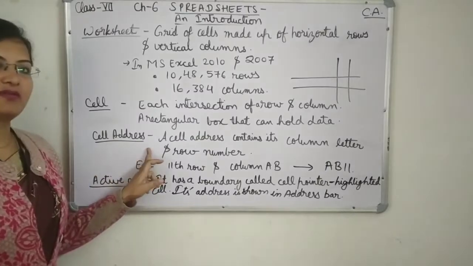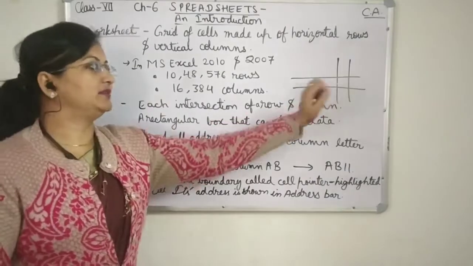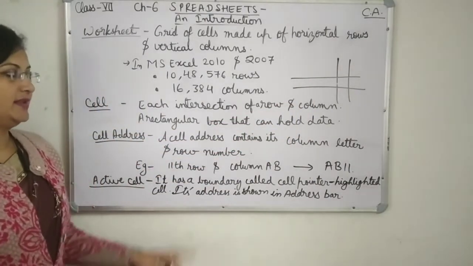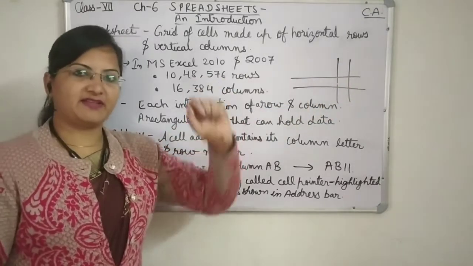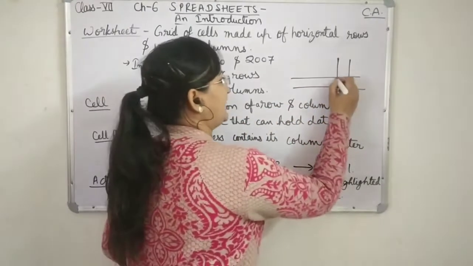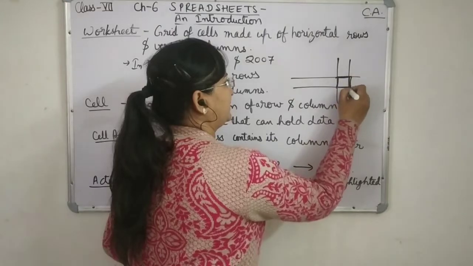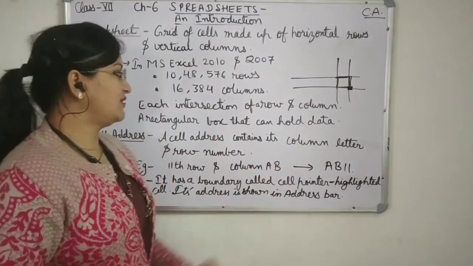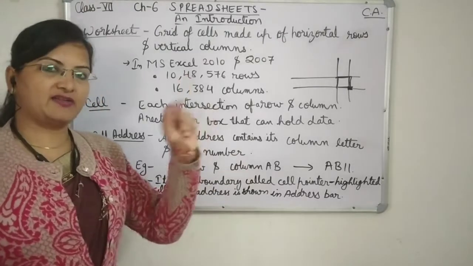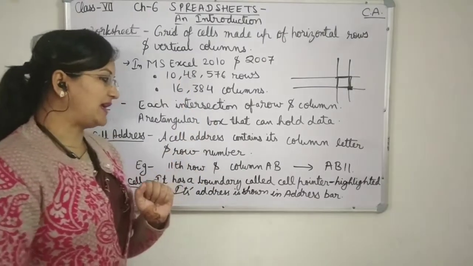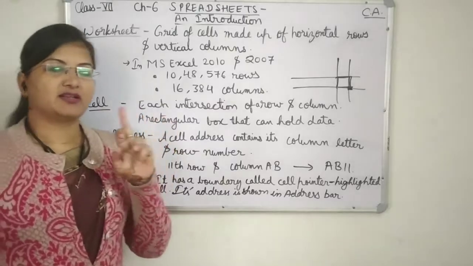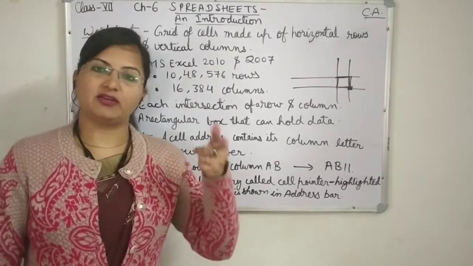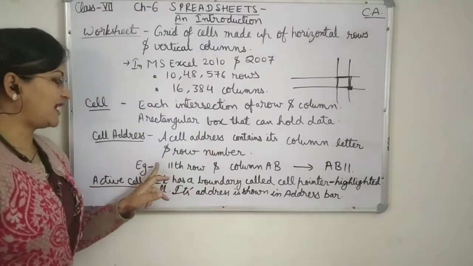Now cell address. If we select a cell, it becomes the active cell. Like if we have selected this cell, a dark boundary appears, and its address will be visible in the address bar. How do we write the address? The column letter first and then the row number. Let's see the example.